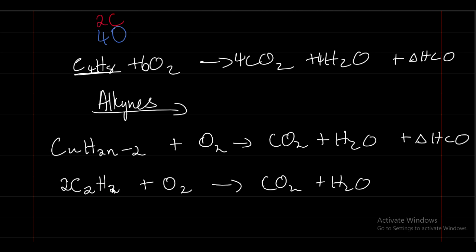So 2 times 2 hydrogens is 4 hydrogens. So here I put 2. So I have 2 hydrogens now. So here, how many carbons do I have? I have 4. I must put 4. Okay. So now 4 times 2 is 8. Now 8 plus 2 is 10. So I have 10 oxygens. 10 is an even number. So it means here this one can be balanced. So I can put 5 in peace. Then everything is balanced.